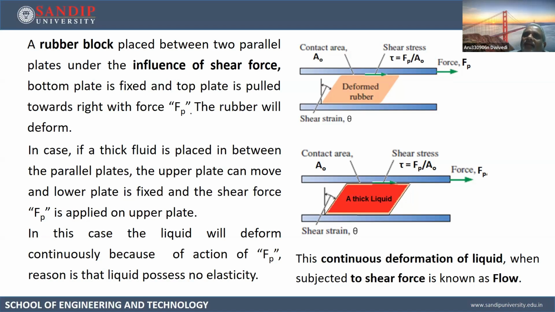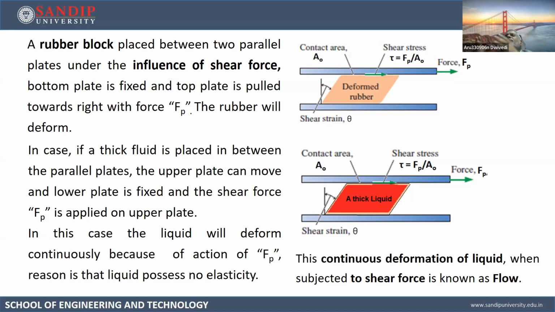But the upper plate, you can apply the force. Whenever you are applying the force Fp on the upper plate, what will happen? The rubber will get deformed. Why is it deformed? Because of the application of force Fp. So now here the shear stress which this deformed rubber is experiencing will be Fp upon AO. What is AO? AO is the contact area on which this shear force is acting. So here AO is the area of the rubber at the top. So Fp upon AO, that is the shear stress.